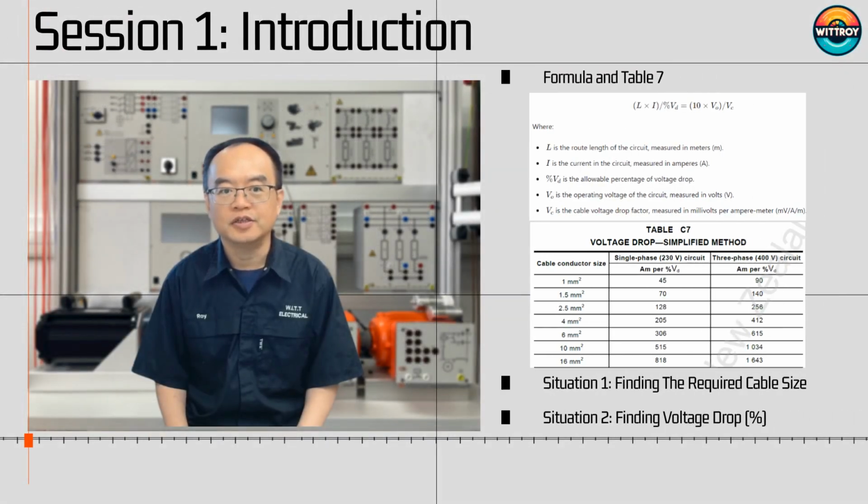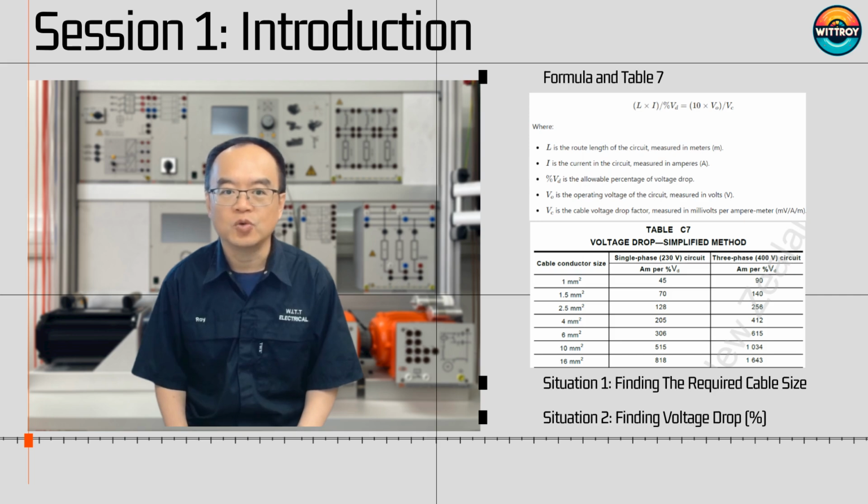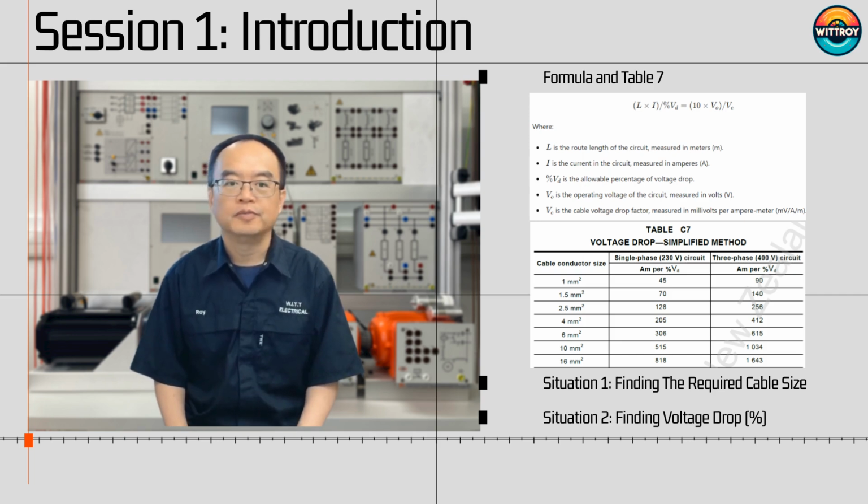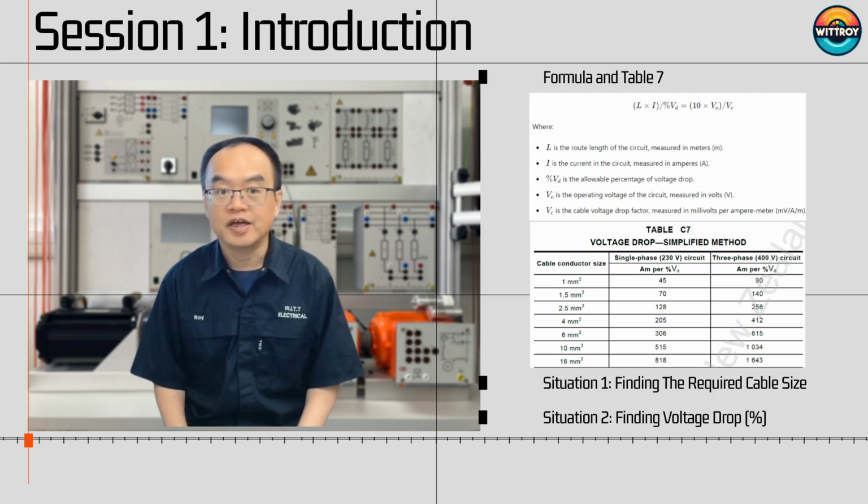Session 1, Introduction. In this method, we'll be using a specific formula to calculate the necessary cable size and voltage drop. Additionally, we'll refer to Table C7, which provides cable voltage drop values per unit length for different cable sizes. The formula is: the product of the route length and the current, divided by the percentage voltage drop, is equal to 10 times the operating voltage divided by the cable voltage drop factor.